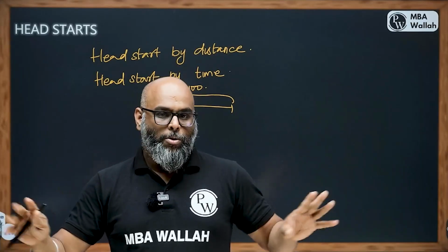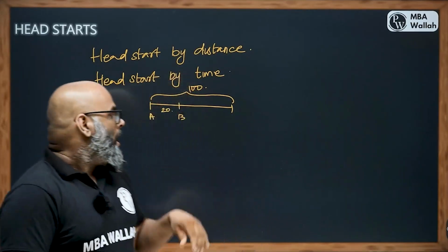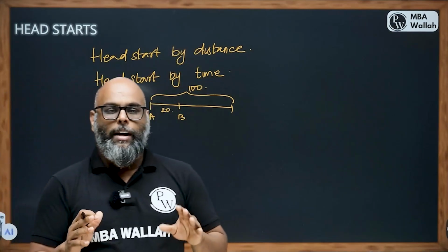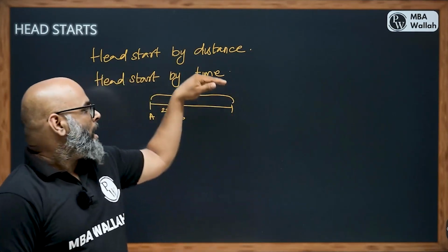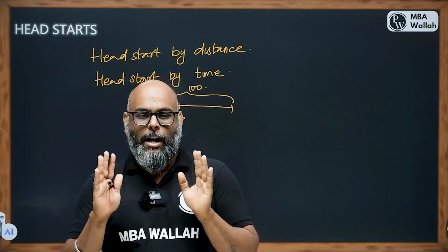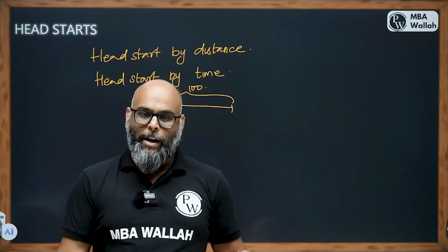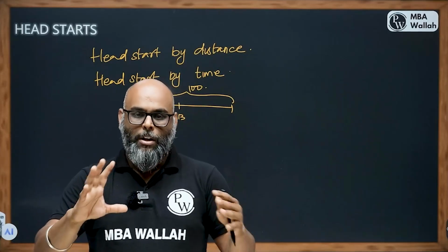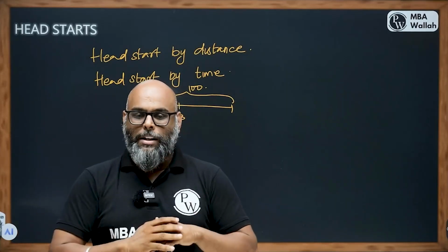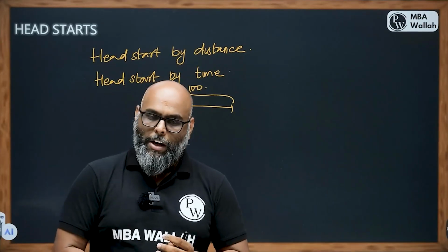That's all. So don't confuse, will they start running at the same time or different times? In a head start by distance, they start running at the same time. In a head start by time, they start running from the same distance. There's nothing called head start by speed, unless the question says A decides to reduce the speed to give B an advantage. Unless you hear that, there's nothing called head start by speed in the questions. It doesn't happen that often.